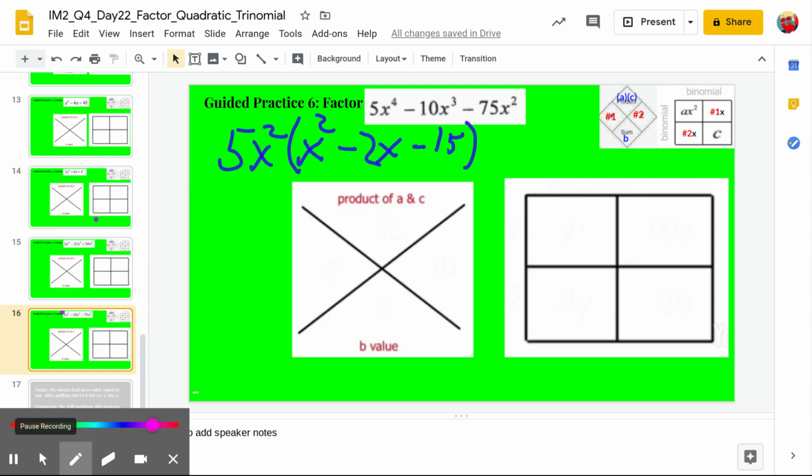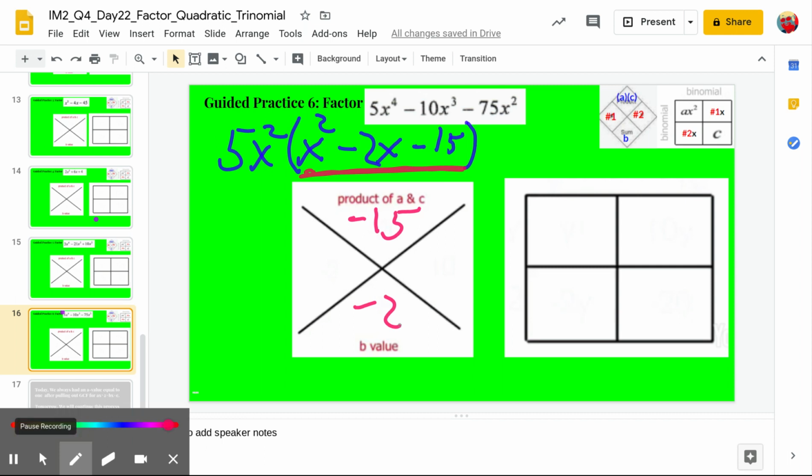I think this one is going to factor for us. So now we're going to factor this trinomial, x squared minus 2x minus 15. Tell me what AC is. Tell me what B is. AC is negative 15. B is negative 2.